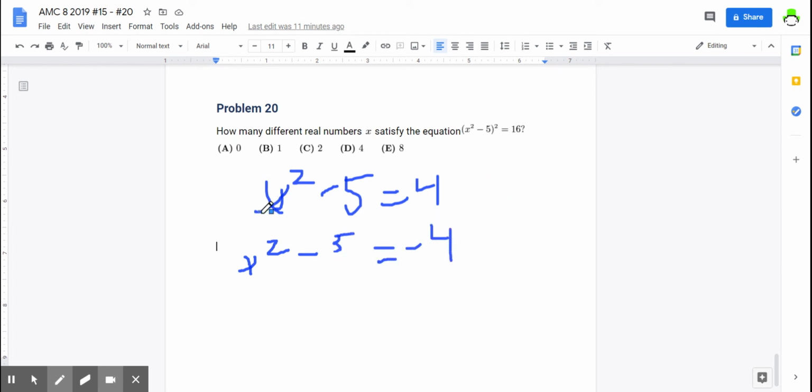So let's start with x squared minus 5 equals 4. That means x squared equals 9. So there's two solutions for x, negative 3 or positive 3. Now let's say x squared minus 5 equals negative 4. Then there's also two solutions, because x squared has to be 1, so it could be negative 1 or 1, giving you 4 solutions, D, for the final answer.